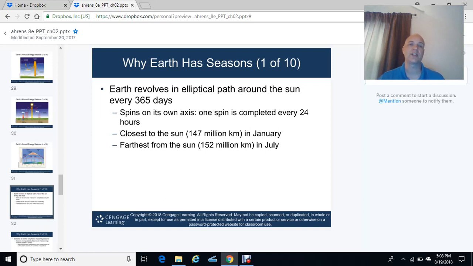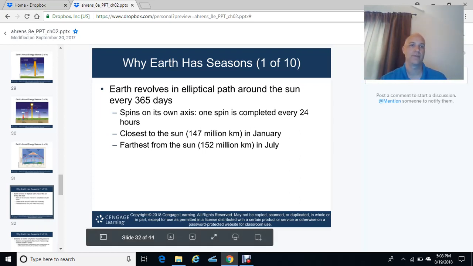really, as to why, even though we're closest to the sun in January, that's something known as the perihelion. I just want to make that point. It's the perihelion. But we're still very cold in January, right? All right. We're farthest from the sun in July, 152 million kilometers, yet it's the hottest time of year in July. And again, that has to do with the fact that the sun is much higher in the sky, and that solar energy is much more direct. Okay, moving on.